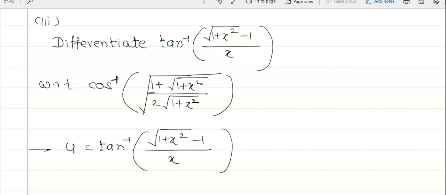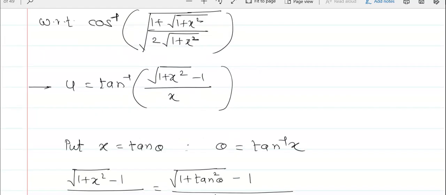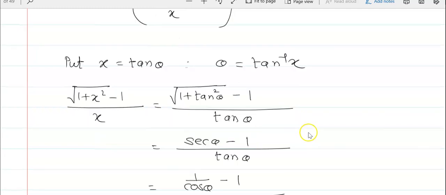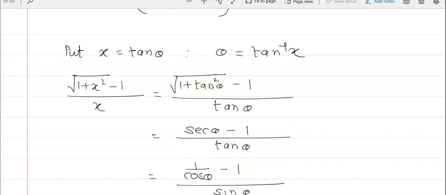Now here u is equal to tan inverse of root of 1 plus x square minus 1 upon x. Put x is equal to tan theta. Theta is equal to tan inverse of x. Find out the value of root of 1 plus x square minus 1 upon x. That is root of 1 plus tan square theta minus 1 upon tan theta. Therefore, 1 plus tan square theta is sec square theta. It is the square root of sec theta minus 1 upon tan theta.